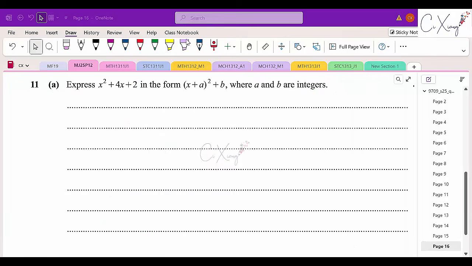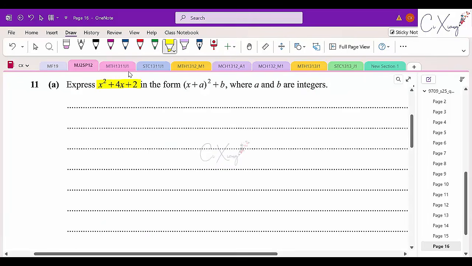Okay, so now we are at the very last question for this paper. They want us to express this quadratic expression in this form. So very obvious it is a completing square form, right? Okay, so let us start.